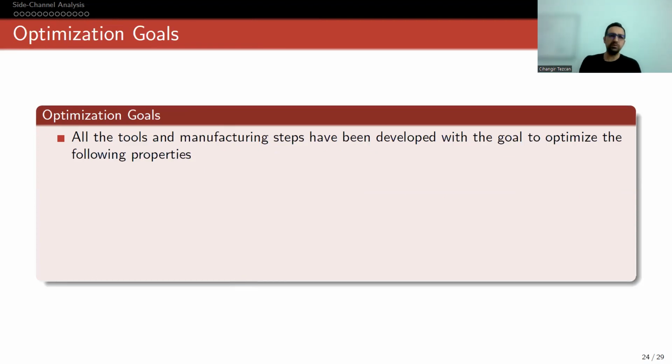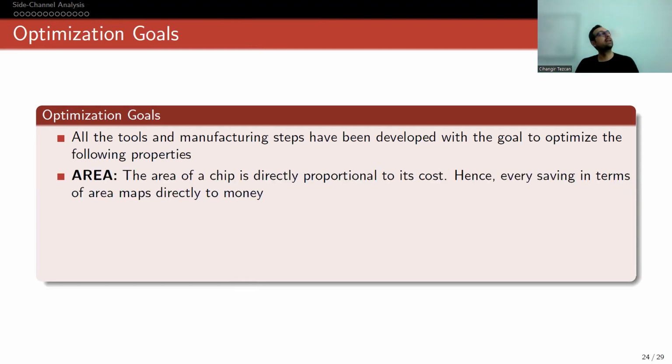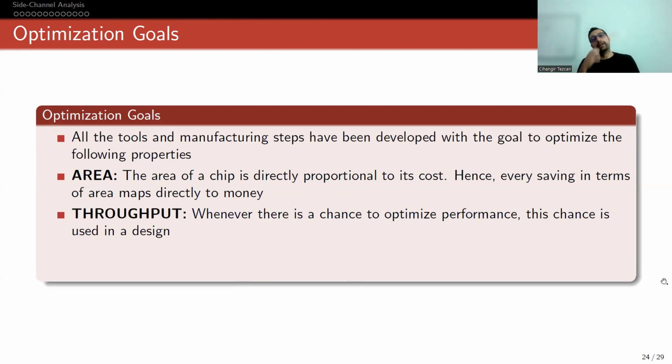Optimization goals. All the tools and manufacturing steps have been developed with the goal to optimize the following properties. Area: the area of a chip is directly proportional to its cost. Hence, every saving in terms of area maps directly to money. So this is actually our point in the first place, right? Making it smaller makes it cheaper. But if you want to introduce security, you have to add more stuff, so it will become more expensive, right? This is why there are many IoT devices that are very cheap, but do not come with any security at all. Okay. Throughput: whenever there is a chance to optimize the performance, this chance is used in a design.